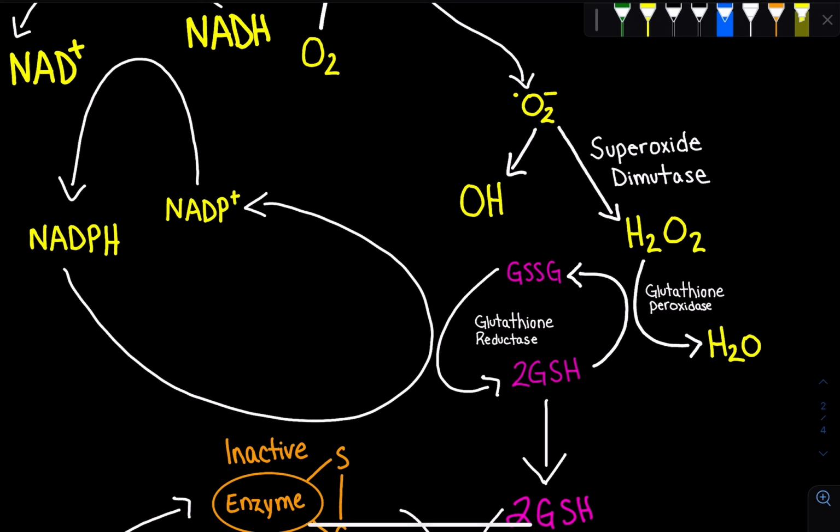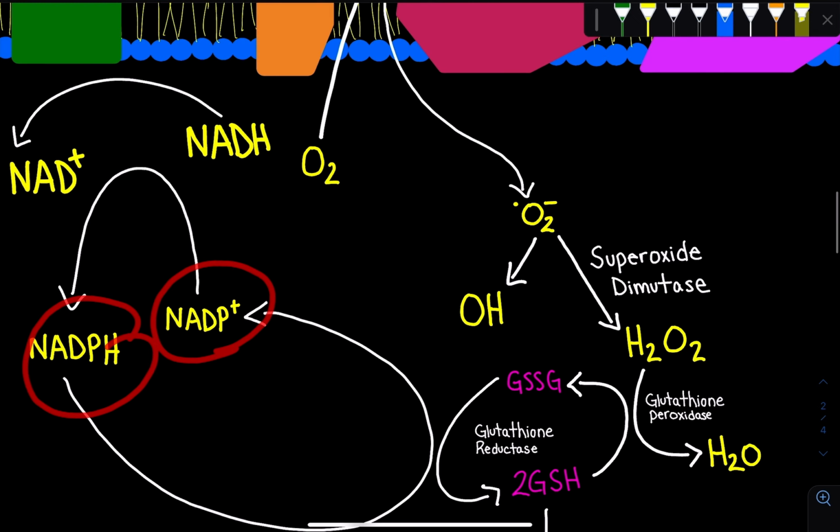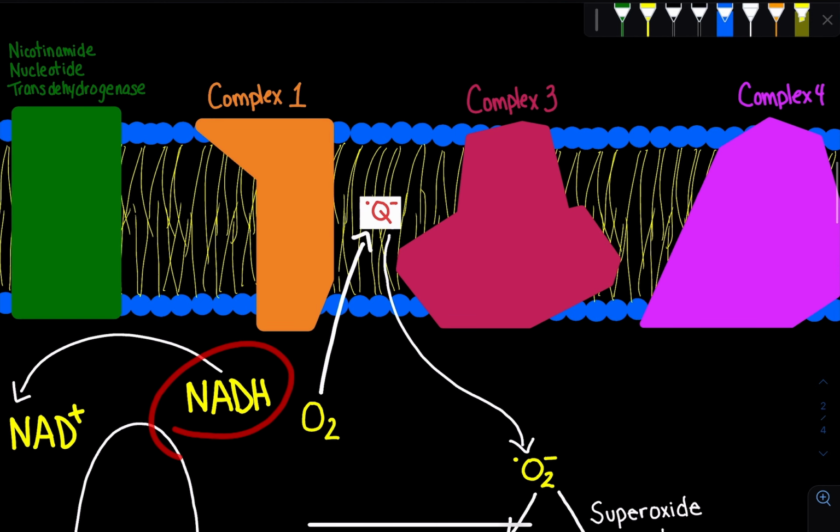How do we regenerate reduced GSH just in case we have another oxygen to get rid of? We're going to regenerate this molecule by picking up electrons from NADPH. So GSSG is going to pick up electrons from NADPH, and as a result, NADPH is going to get oxidized into NADP+. When NADP+ becomes oxidized, it can become reduced once again because it can pick up electrons from NADH.